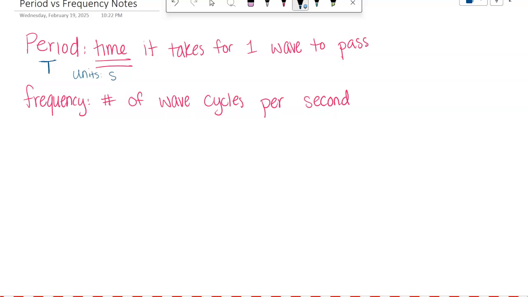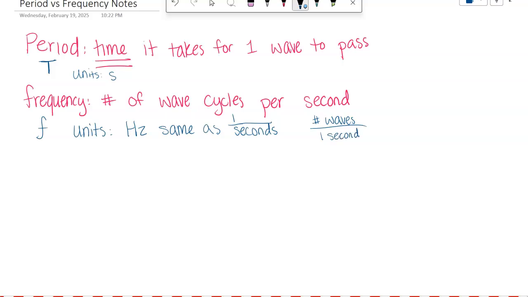For frequency, we represent that with this fancy f. And our units are hertz. Now, hertz is the same thing as 1/seconds, 1 divided by seconds. How you calculate frequency is a bit less intuitive than period, because for period you're just looking for one wave, but frequency is essentially your number of waves per unit time, so per 1 second.